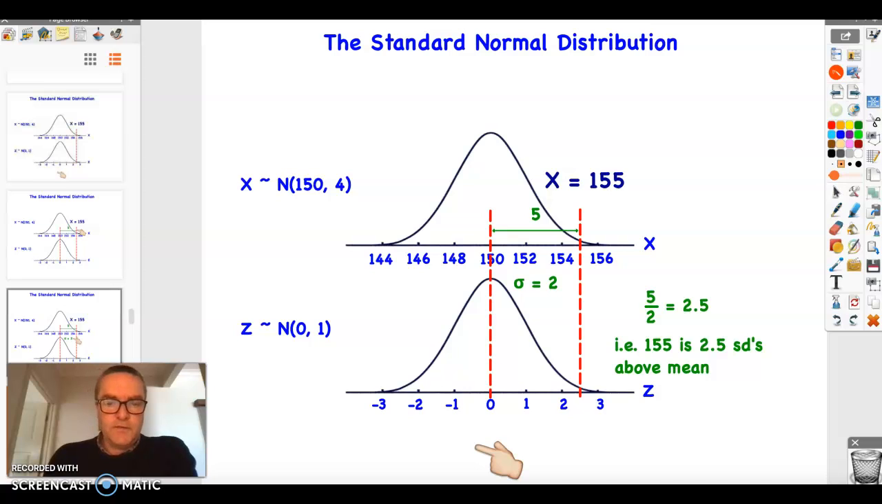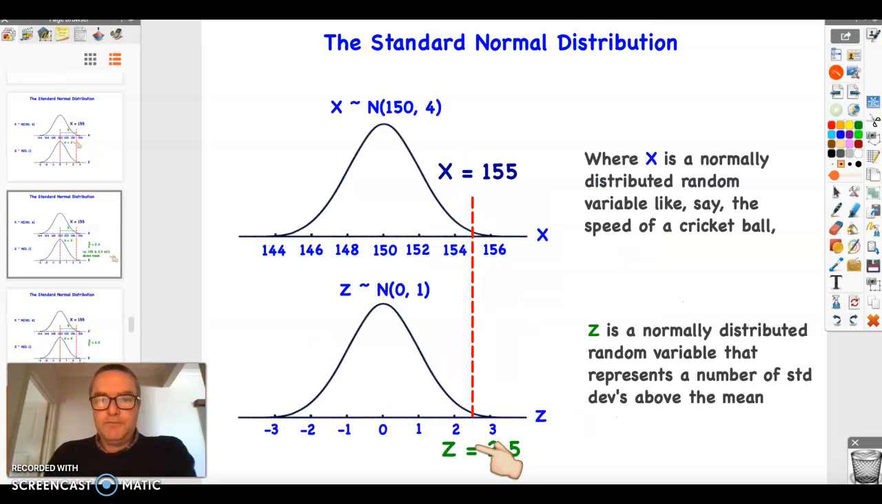If we take that distance of 5 and divide it by that scale of 2, we get 2.5. And to put this in other words, what we've just found out is that 155 is exactly 2.5 standard deviations above its mean. That value of 2.5 is exactly what we mean by z. So to put this in a nutshell, where x is a normally distributed random variable, something like the speed of a cricket ball, z is also a normally distributed random variable that represents a number of standard deviations above the mean.